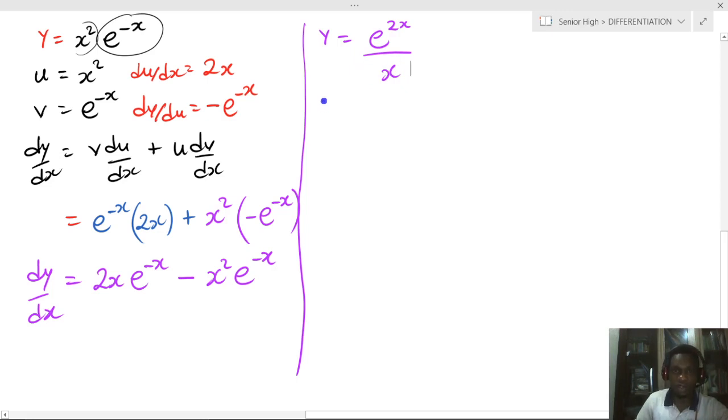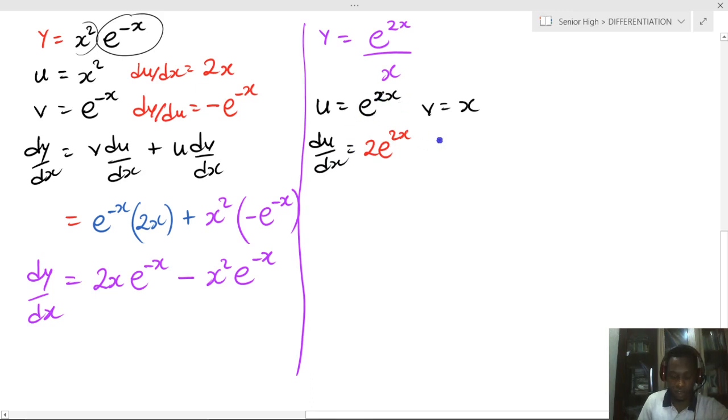So again, you bring it out. You let your u be equal to exponential 2x, and then your v is equal to x, right? So what's your du dx? Our du dx will be 2 exponential 2x. I believe you know that by now. You just take this value down and you differentiate the value when it comes down. So it will be 2 exponential 2x.